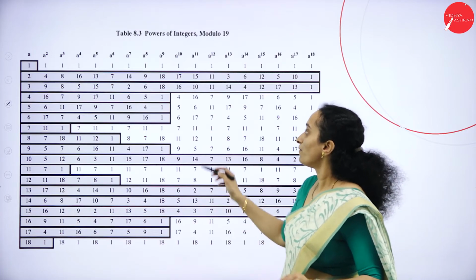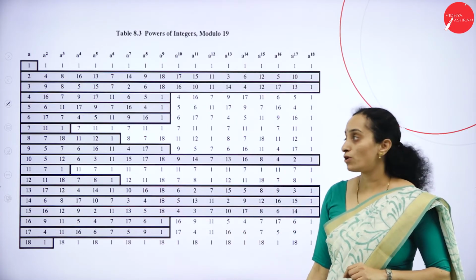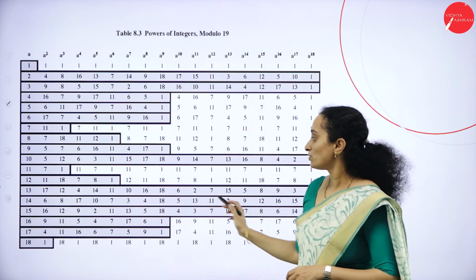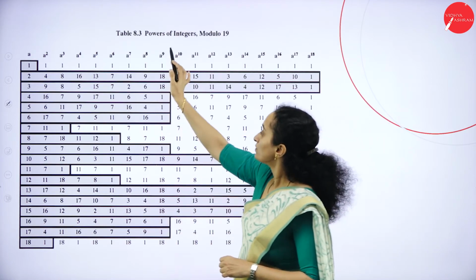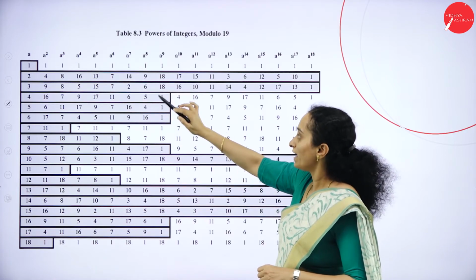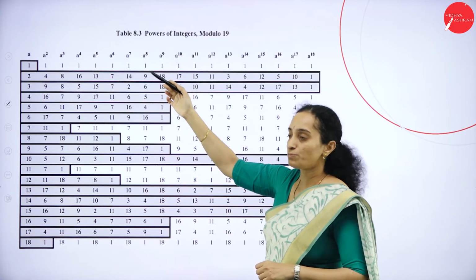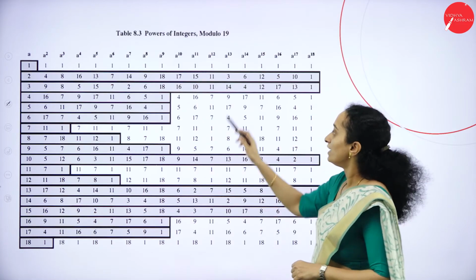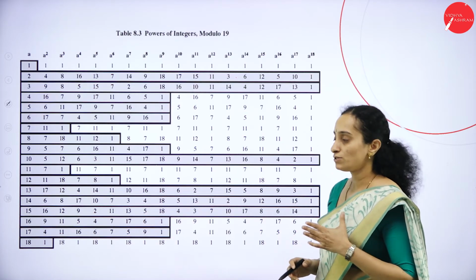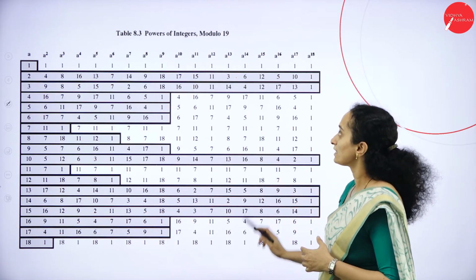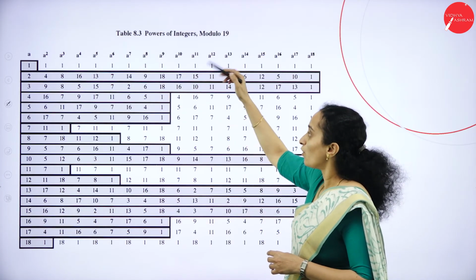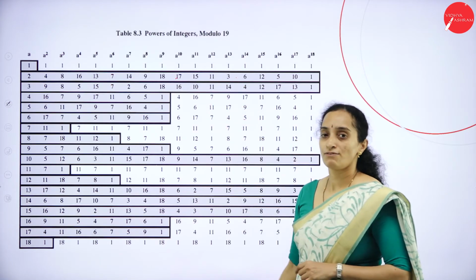We have the power of integers modulo 19. How can we use the power of integers using this table? We have the powers of the integers, like 2 to the power of 4, 8, 16, and 3 to the power of 2, 3 to the power of 3, like this. We can take the modulus of the values and keep them here. Modulo 19 is done. Power of integers modulo 19 will give these values.